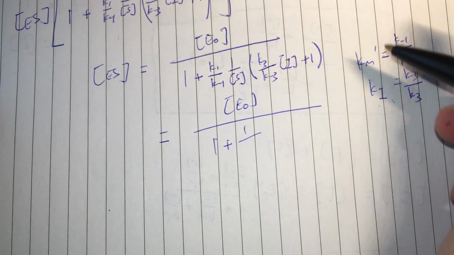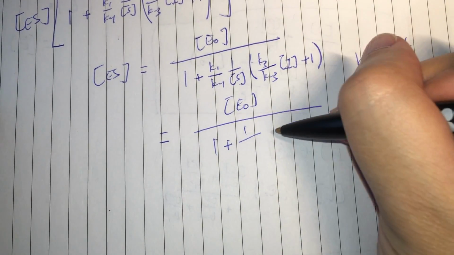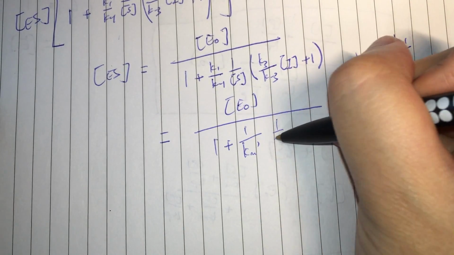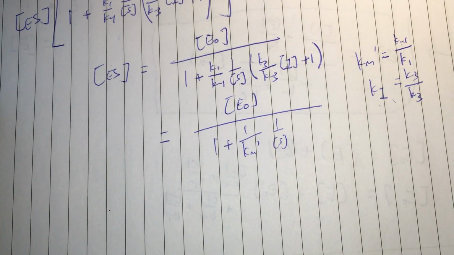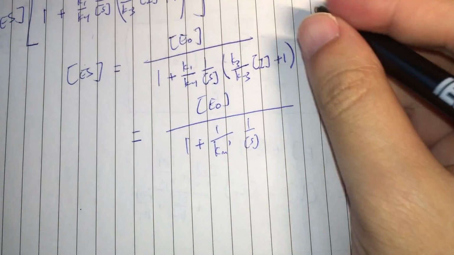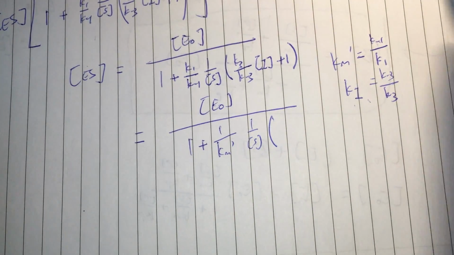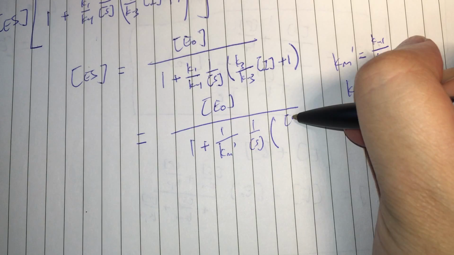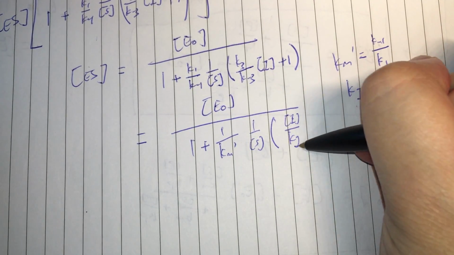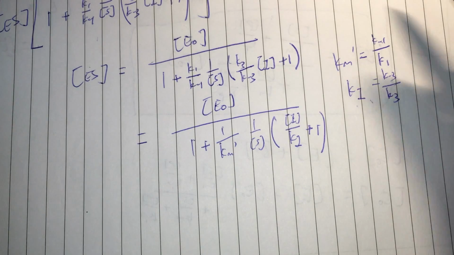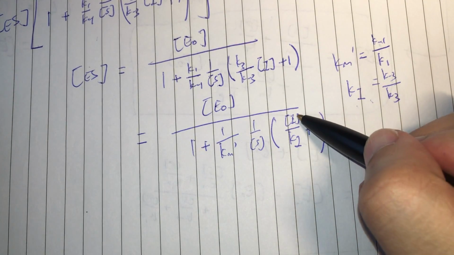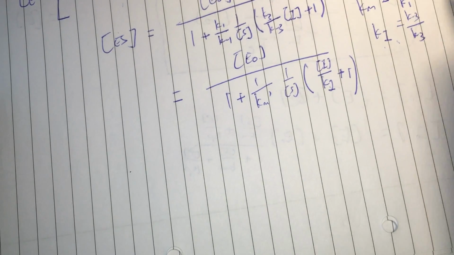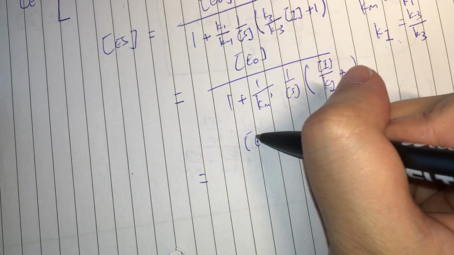So 1 over, so this is the Km prime at the bottom, Km prime, 1 by concentration of S. Okay, and then I will have 1 by Ki, so that is I over the Ki here, and now I have 1. So concentration of I over Ki plus 1. So multiplying that out, we will get this.